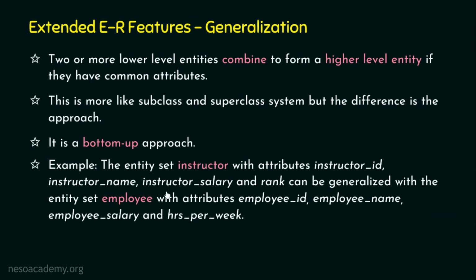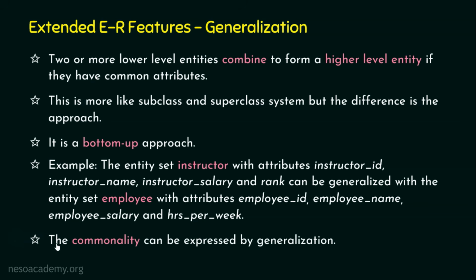So we are trying to generalize lower level entities with the common features or common attributes so that it can form a higher level entity. I hope things are clear to you. So this way of finding commonality can be expressed by generalization. Let's see an example now.